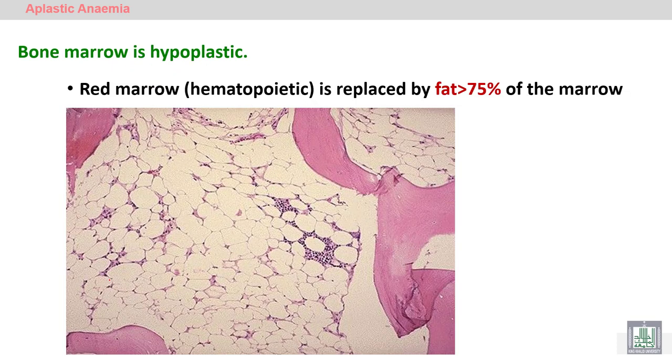In the bone marrow biopsy examination, we will find that the bone marrow is hypoplastic, with a decrease in the cellularity of the marrow, as the red marrow is decreased while the fat is increased more than 75%. You can see here fat, all of these white spaces, increased, while the dark or red marrow is decreased.